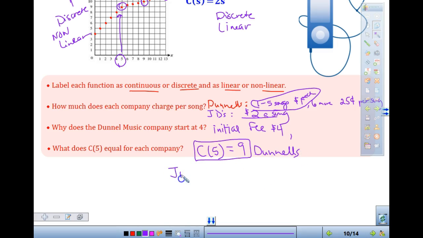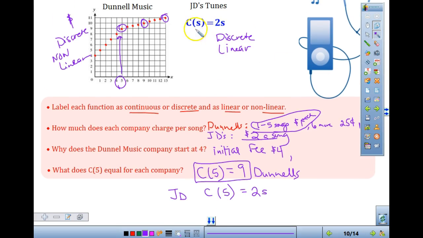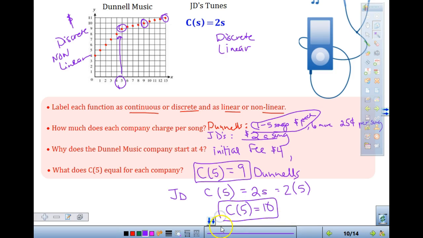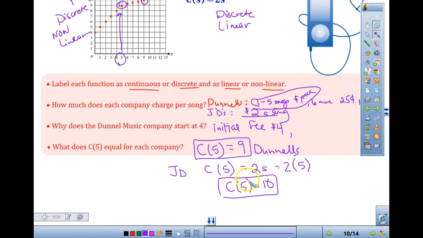Now, for JD's, C of 5, and this is where some of you, I was like, what are you doing? Like, did you even do the B2 assignment? The equation was 2S, right? And we replaced S with the number of songs, right? So what we should be doing is taking this to be 2 times 5. Well, I saw some people put this answer of C of 5 equals 10, and then they went back and divided everything by 5. This is the answer. This is saying for 5 songs, the cost is $10, right?